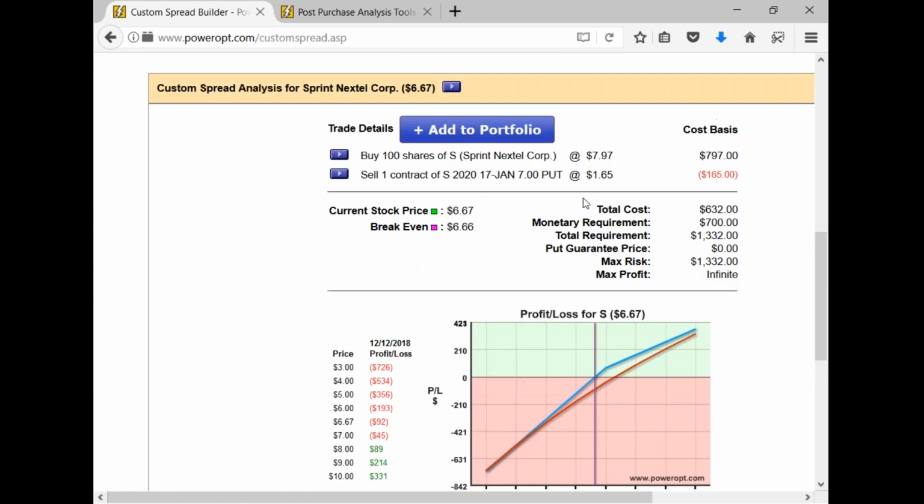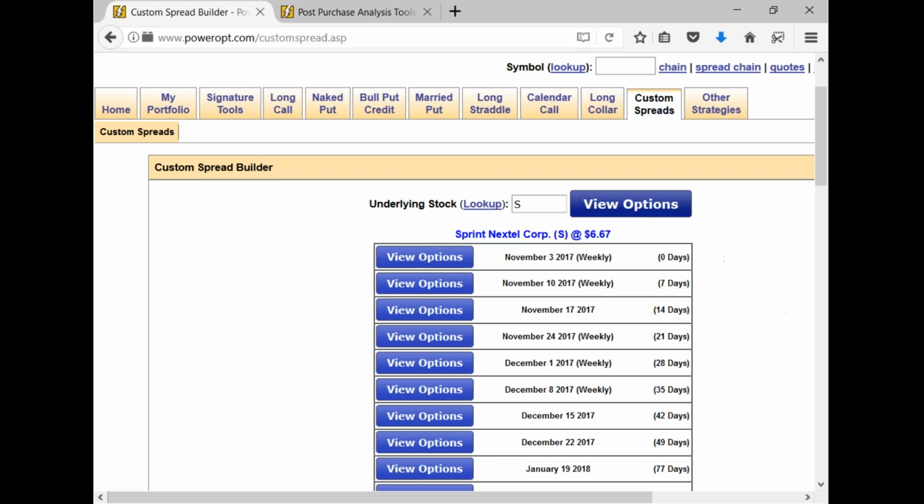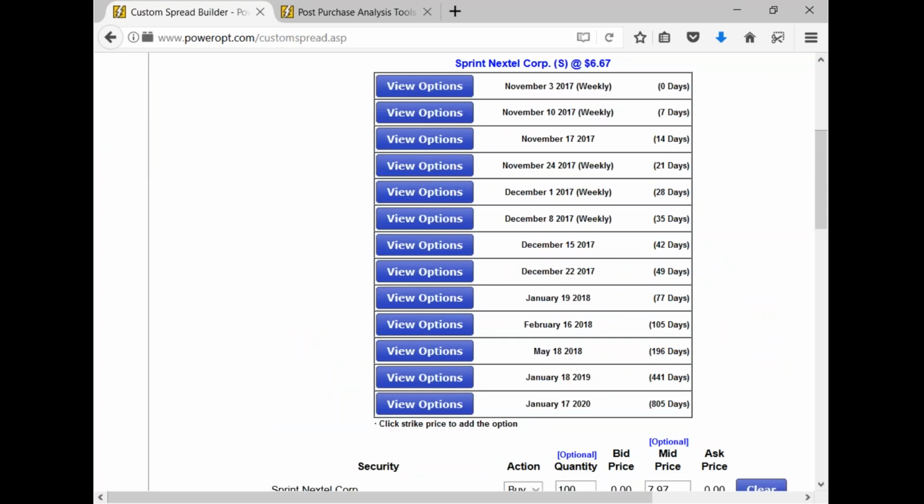Oh, I'm sorry. Yeah, there was $1.65 at the 7 strike. That's what I have right now. You might have had a different price. I'm seeing $1.65 for the 2020 7 strike put that we're selling. It does lower my break even about to where we are now. 805 days away. But we're going to hedge that a little bit.